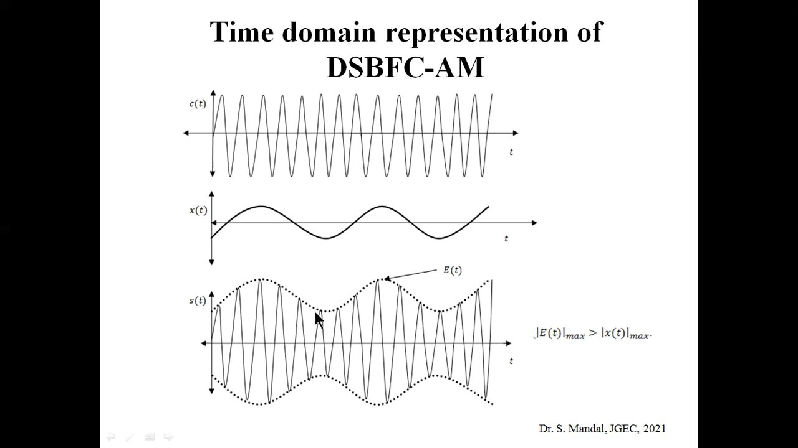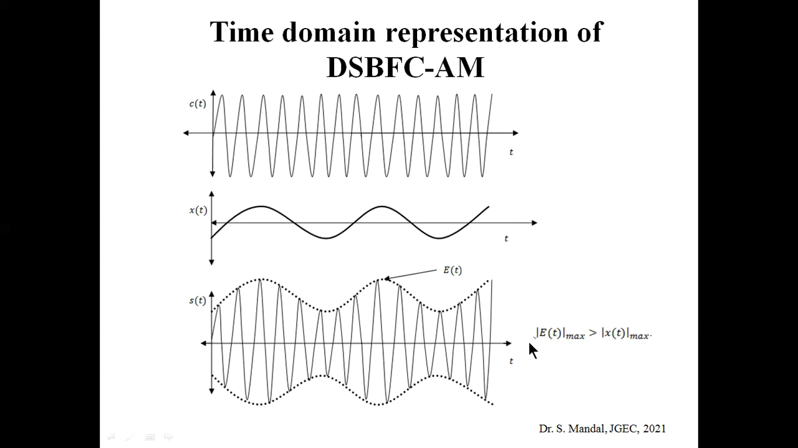What will happen? This is one upper envelope, this is the lower envelope. So if the value of xt is large compared to the E_t max, then what will happen? These two envelopes will touch each other, and ultimately the signal will be distorted because the envelope will be different and the message will not be transmitted properly. So this condition should be satisfied.